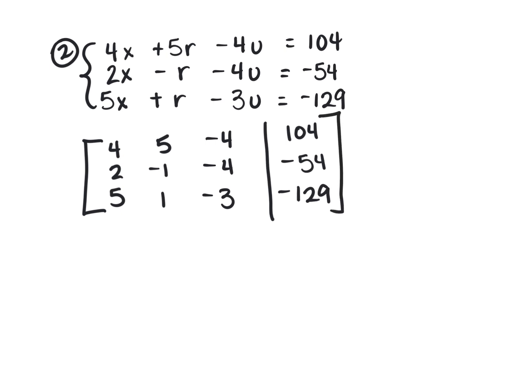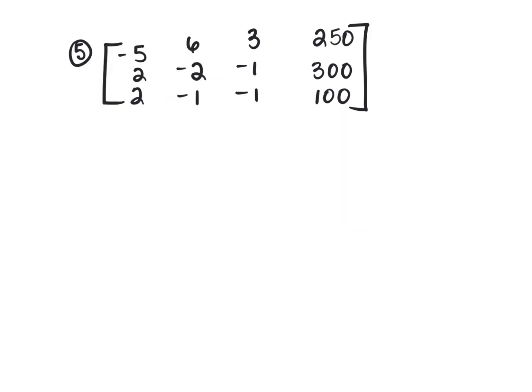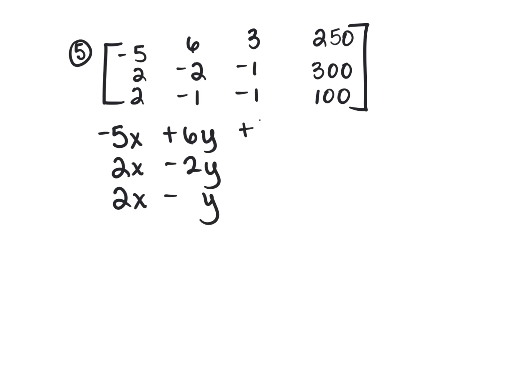Again, when it's asking this, it doesn't want you to do anything with it. So now I've skipped to number 5, and what this one wants you to do is to rewrite this as a set of ordered pairs. We're going to use x, y, and z. So I have -5x, I have +2x, I have +2x, I have +6y, -2y, and -y. I have +3z, -1z, and -1z. And this is the equal sign, and notice that there's no line there. So that gives me 250, 300, and 100.